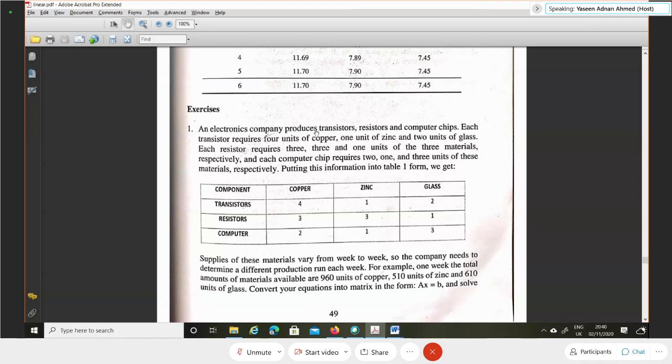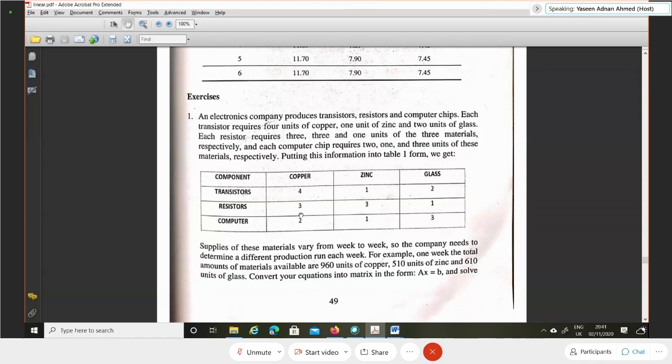So this is a company that produces these 3 things. Okay, that's good. Each transistor requires 4 units of copper, 1 unit of zinc, and 2 units of glass. In order to make this one, we need 4 units of copper, 1 unit of zinc, and 2 units of glass. Each resistor requires, okay, so this is the repeating 3, 3, 1, and this is 3, 3, 1. So putting the information into the table, we get this one.